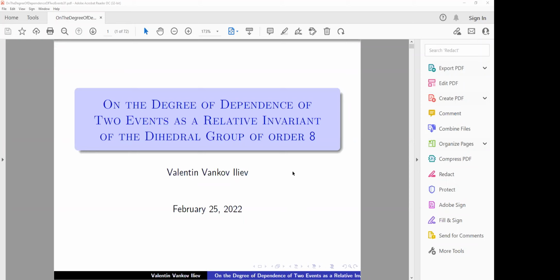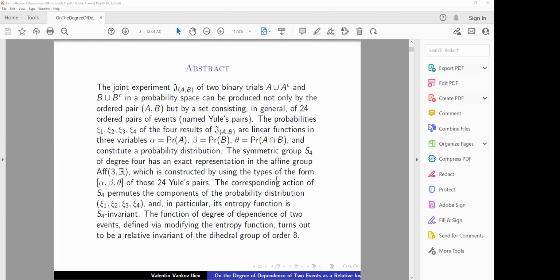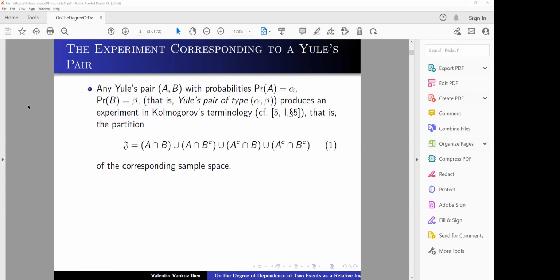So I'm happy to see him. Let's begin. I'll make a review of the previous lecture from May last year, because this text is not in the textbook yet. I'm joking, of course, but it is necessary to remind you the definitions and the construction of this degree of dependence. This is the abstract. I think you read it in the announcement.